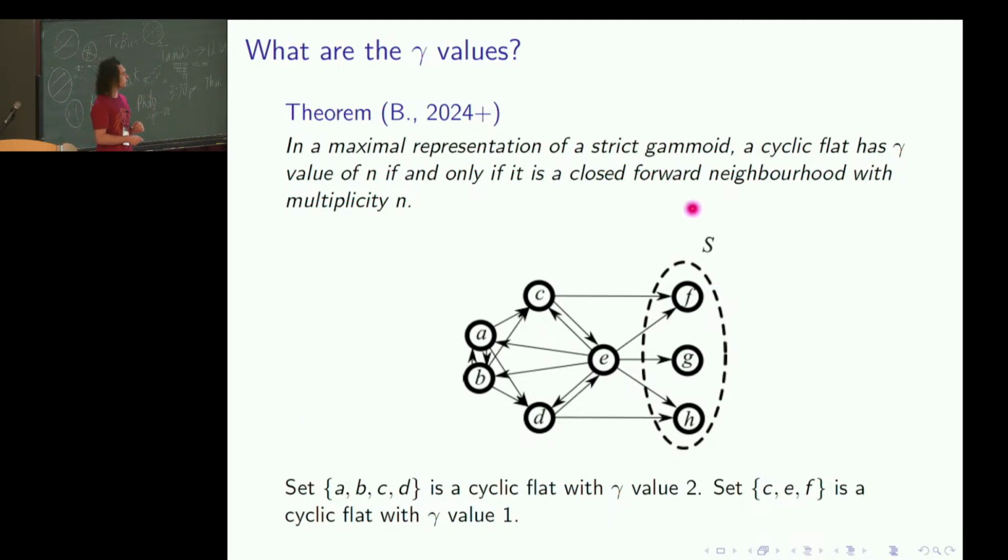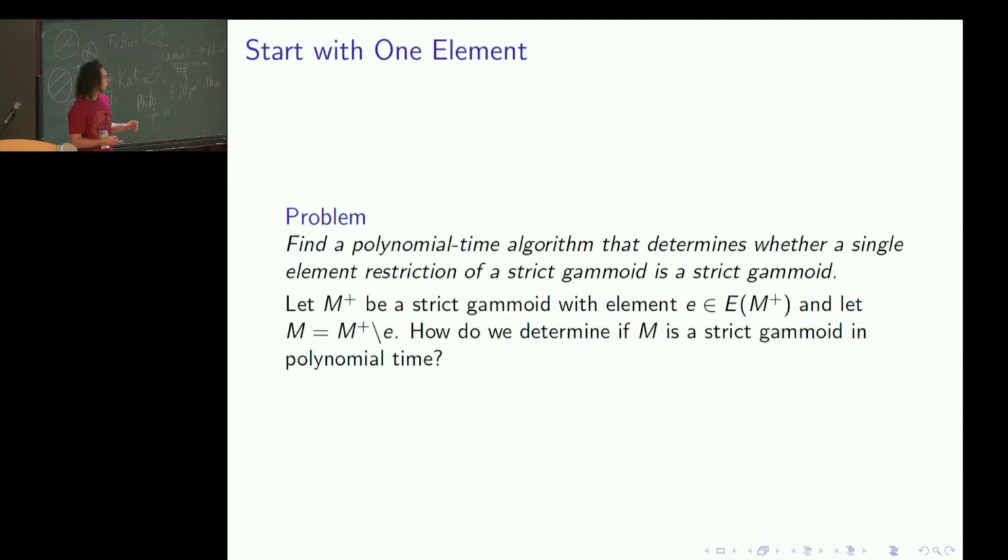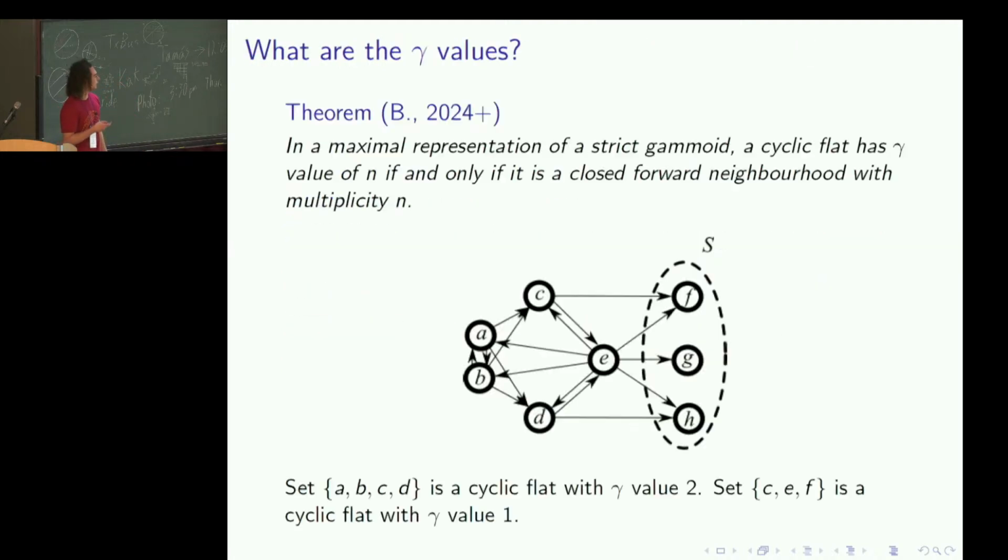So we can read this off, and then we're going to use these results from this graph to figure out what happens, because remember we're deleting an element. So m plus is our strict gamoid. We can just read the gamma values off that, and then we want to figure out what happens to the gamma values in m based on that. There's a bunch of formulas that I'm not going to go over, which tell you what happens, and you can figure stuff out.